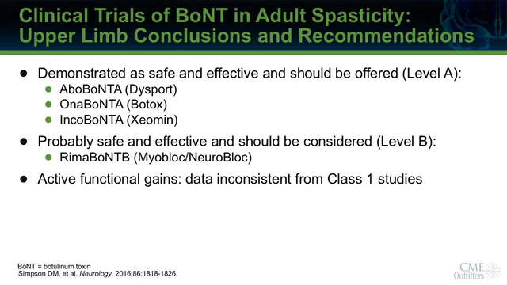ABO botulinum toxin, Dysport, ONA botulinum toxin, Botox, and INCO botulinum toxin, Xeomin, have a level B with less data for REMA botulinum toxin or MyoBlock. Now, the gains in the studies were predominantly passive gains, but active function, what patients could do for themselves, was not necessarily demonstrated in the placebo-controlled studies.